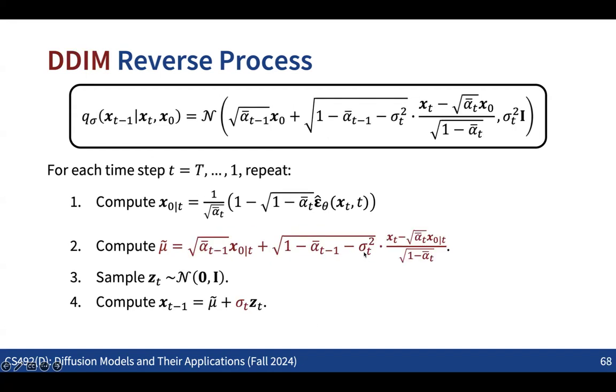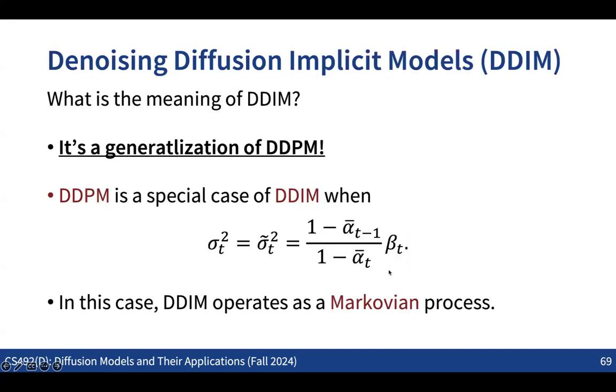So then what's the meaning of having this DDIM? Actually, the interesting thing is that the DDIM is a generalization of the DDPM. So we can make the DDIM the same as the DDPM by setting the variance to be the same as the variance of the DDPM. It depends on which variance we set in the perturbation step. But if we set this variance to be the same as the variance of DDPM, then one special case of the DDIM becomes the DDPM.